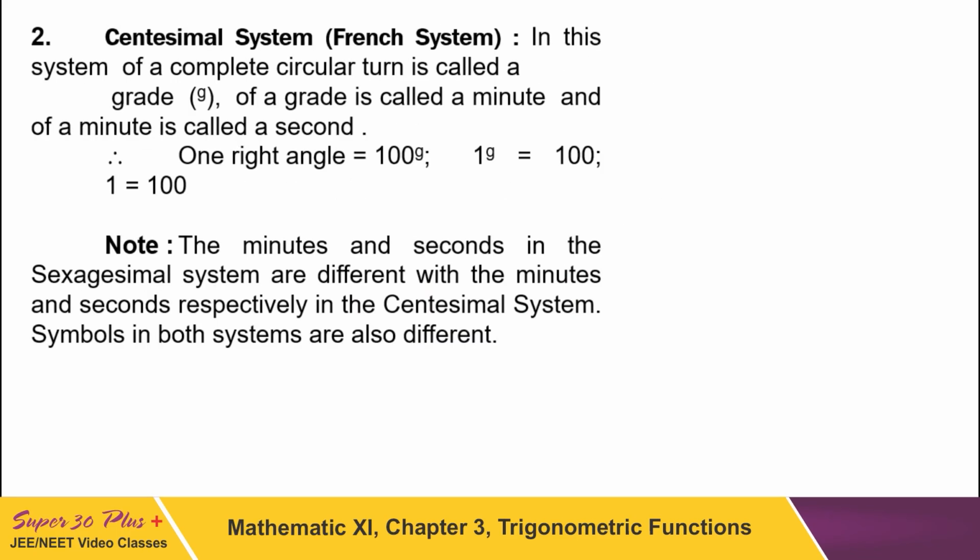Now the second one is the centesimal system or French system. In this system, 1/400 of a complete circular turn is called a grade, 1/100 of a grade is called a minute, and 1/100 of a minute is called a second. In this system, one right angle is 100 grades, 1 grade is 100 minutes, and 1 minute is 100 seconds. One important note: the minute and the second in the sexagesimal system are different from the minute and second respectively in the centesimal system. Symbols in both systems are also different.